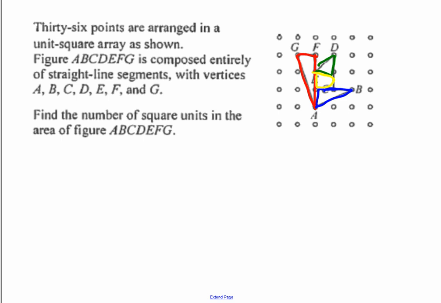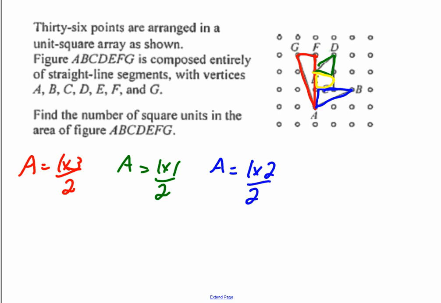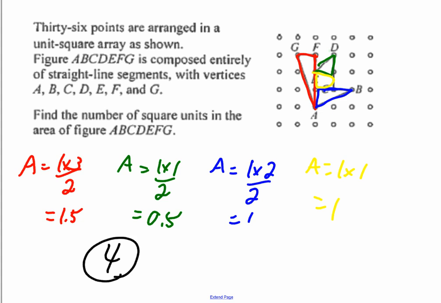So the red one has a base of 1 and a height of 3. The green one has a base of 1 and a height of 1. The blue one has a base of 1 and a height of 2. And then the square is just 1 by 1. When I go through this, I end up with 1.5, a half, 1, and 1. When I add those together, I get 4. And that's the area in square units of that figure.